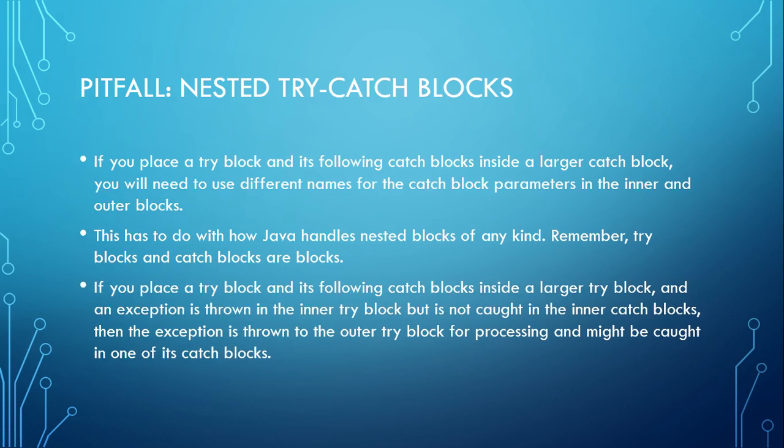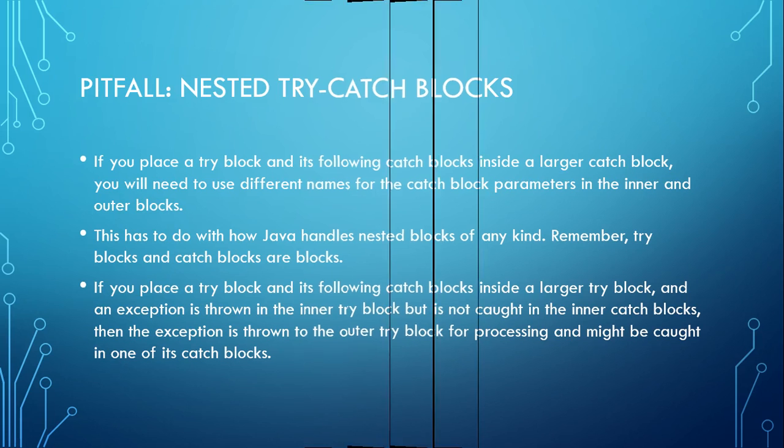Now, if you place a try block and its following catch blocks inside of a larger try block, and an exception is thrown in the inner try block but not caught in the inner catch blocks, then the exception is thrown to the outer try block for processing, and might be caught in one of its catch blocks. So what that means is your inner code may not reach the corresponding inner code for the catch block. If you do it with methods, this problem isn't there. Otherwise, it's something you may have to program and account for when you design your program. So again, another good reason to put the try-catch inside of methods rather than nesting it all inside your program.